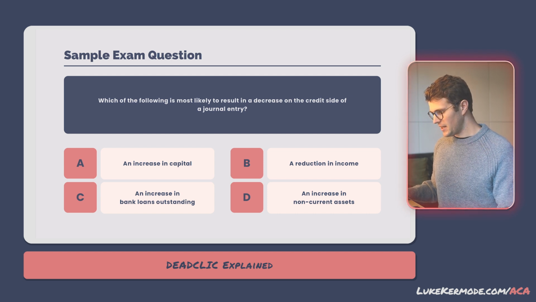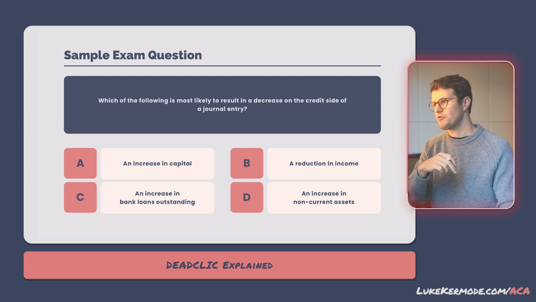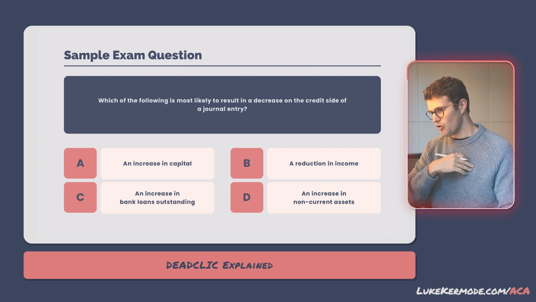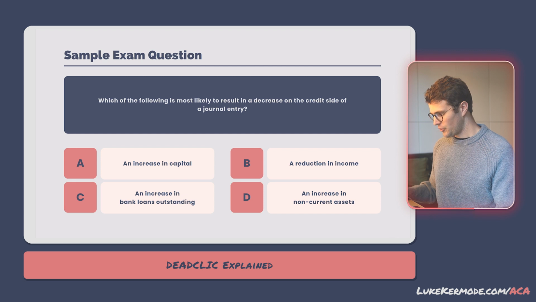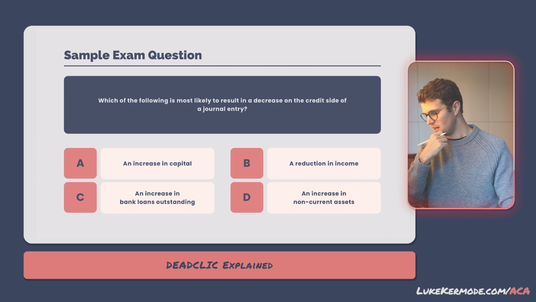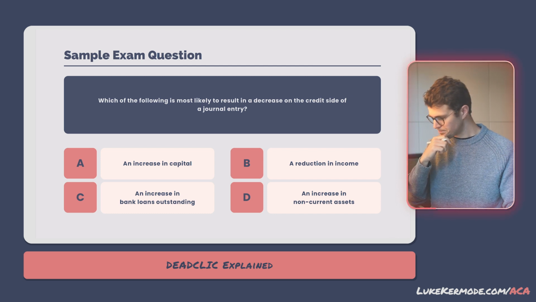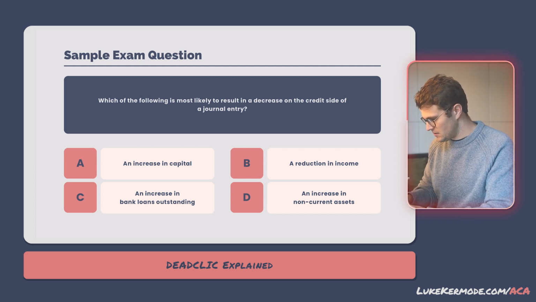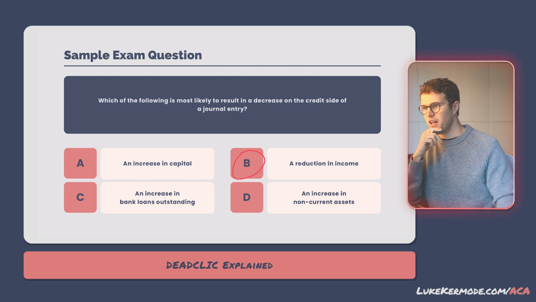Let's take a look at an exam style question here. Which of the following is most likely to result in a decrease on the credit side of a journal entry? Your options are A, an increase in capital, B, a reduction in income, C, an increase in bank loans outstanding, or D, an increase in non-current assets. The correct answer here is B, a reduction in income.